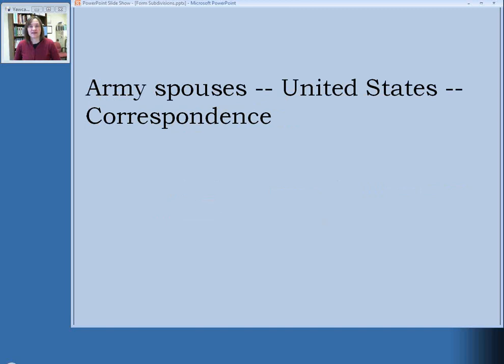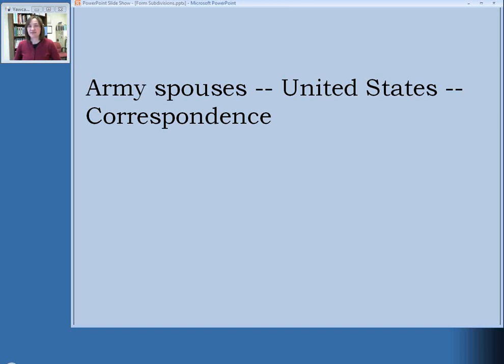It's important to remember that some subdivisions can be used as topical subdivisions if it's what the item is about, and they can also be used as form subdivisions if they are what the item is. For example, if you had a book that was about letters that military wives wrote to their husbands throughout history, and it analyzed the significance of these letters and talked about them, but wasn't just a collection of letters, you could use the subject heading string Army Spouses, United States Correspondence.